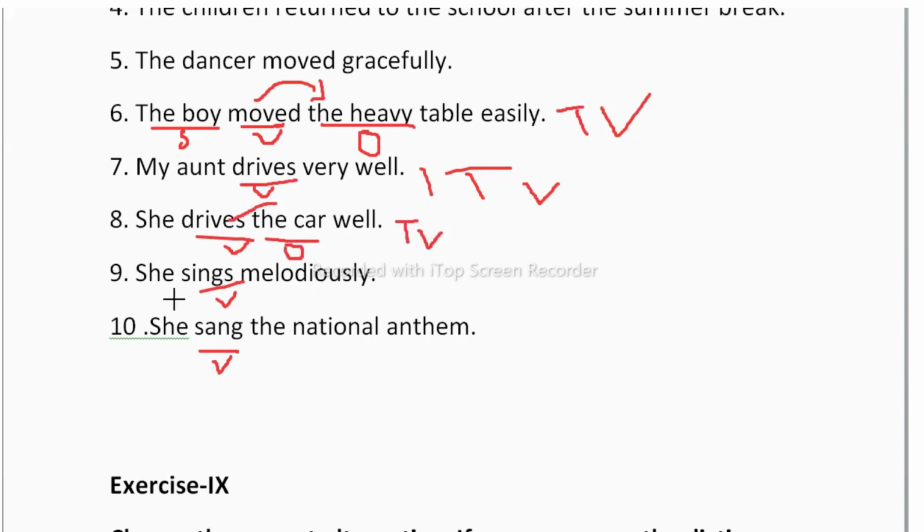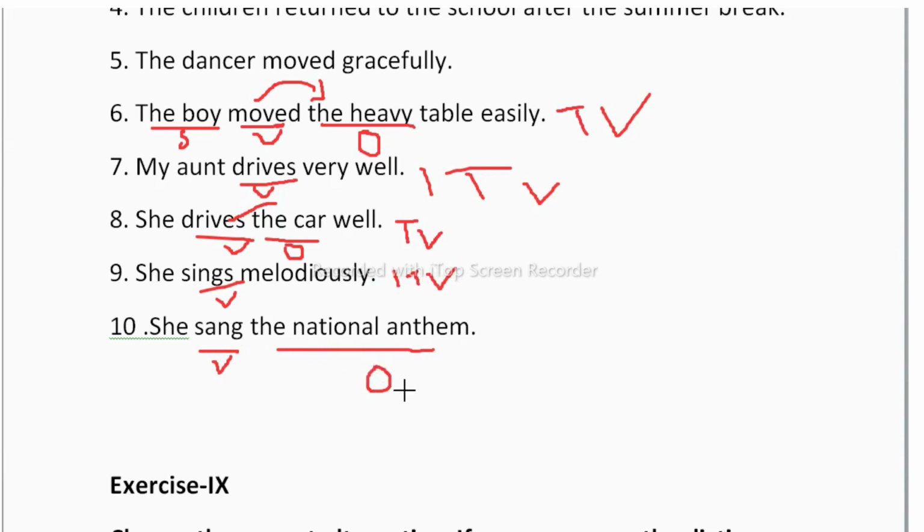Now here, next one: she sings melodiously. Again, here the object is missing. Melodiously is an adverb. So it is an intransitive verb. Now next one: she sang the national anthem. So here sang is a verb, and national anthem is an object.